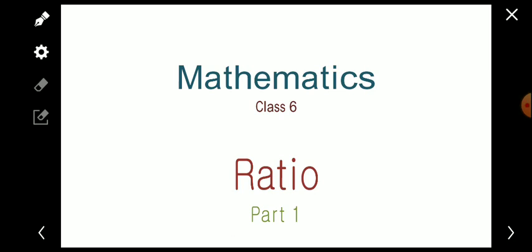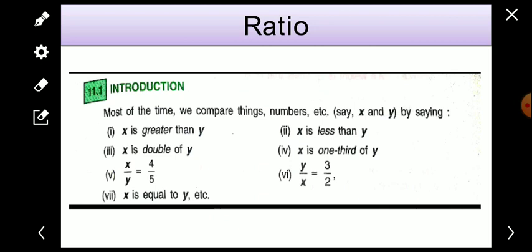Today we are going to start a new chapter, ratio, and it is the 11th chapter of your syllabus, and it is the first part. So let's start. Actually, what is ratio? Ratio is the way of the comparison of quantities. Okay, ratio is the comparison of quantity. So we'll learn about this, how to find the ratio, etc.